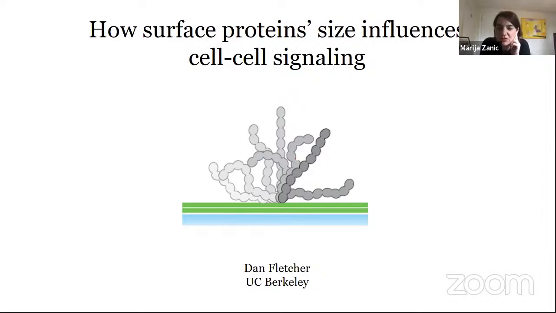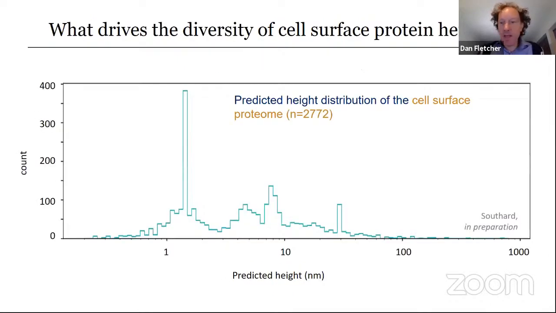So maybe just to follow up directly on that, in your last data slide that you showed, there looked to be a particular height that was standing out. Let me go back to that. So this slide. There's a sharp extreme in your distribution at around a couple of nanometers, right? So what's special about that?